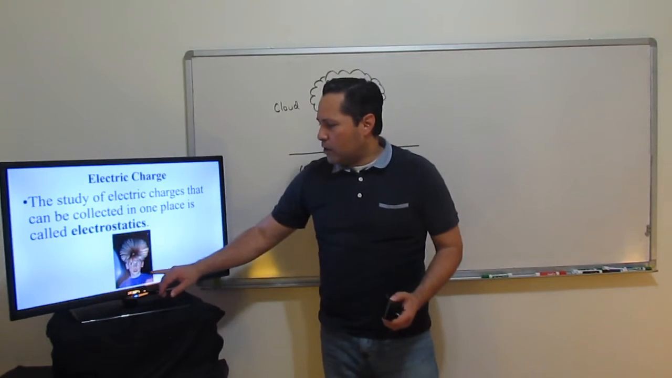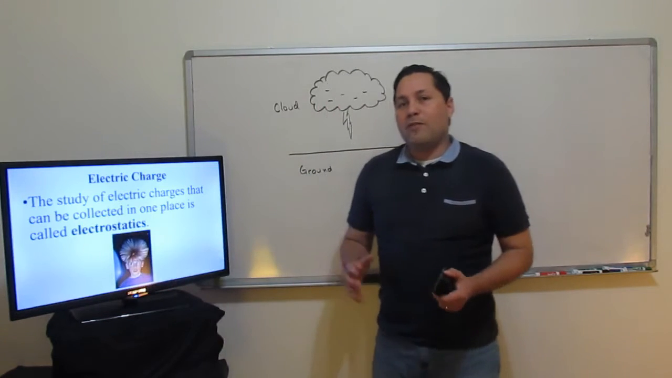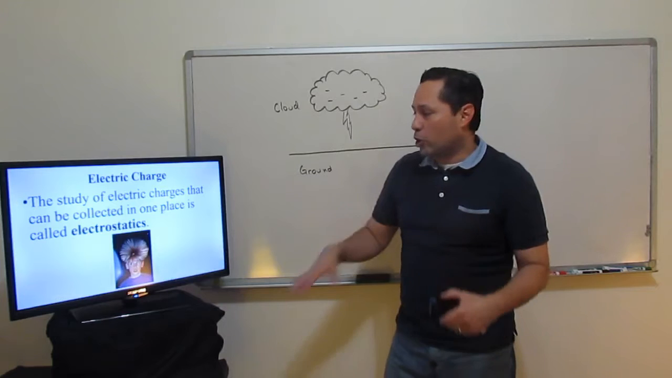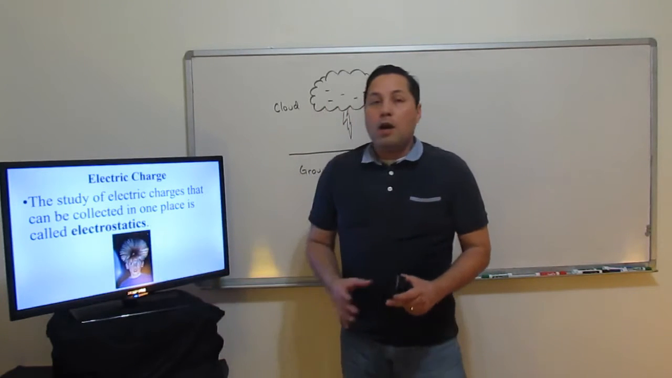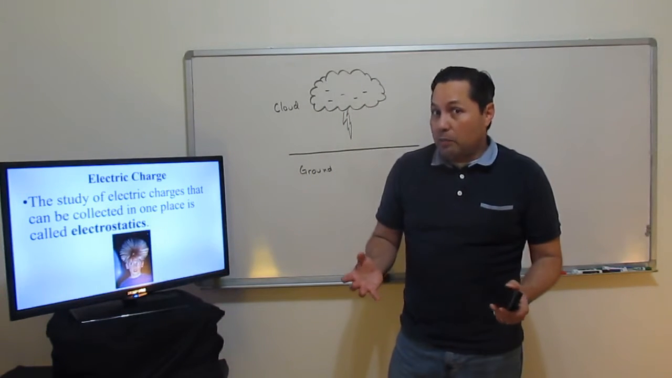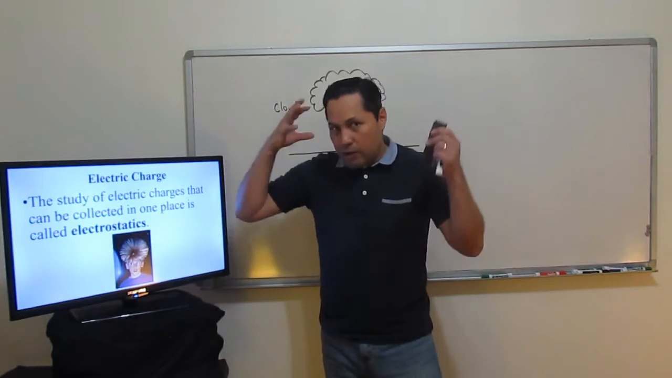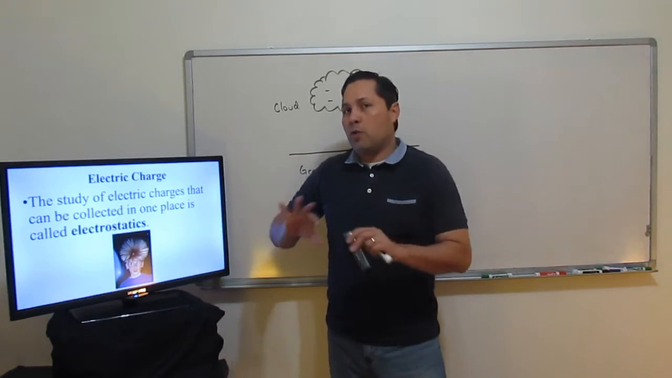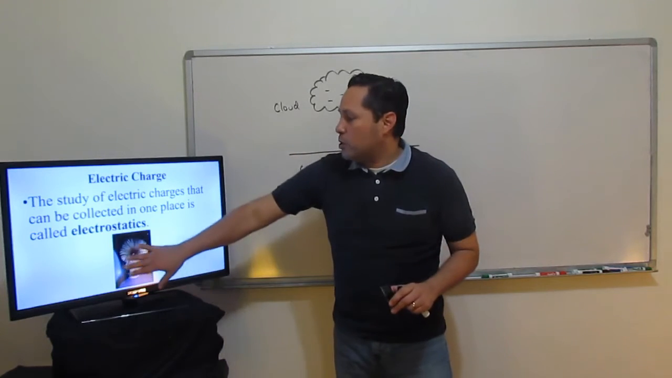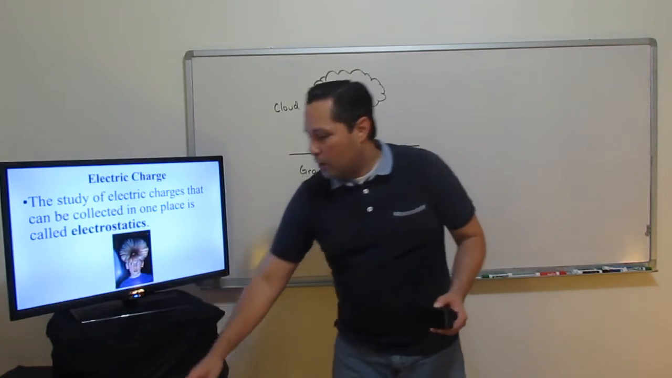Now, right here you have a young man who's touching probably a Van de Graaff machine. He's building up a lot of charges, and notice his hair stands up. Alright, why does his hair stand up? The reason for that is that as the electrons move into his hair strands, they repel each other. So they want to be as far away from each other as possible, so you get that round pattern.